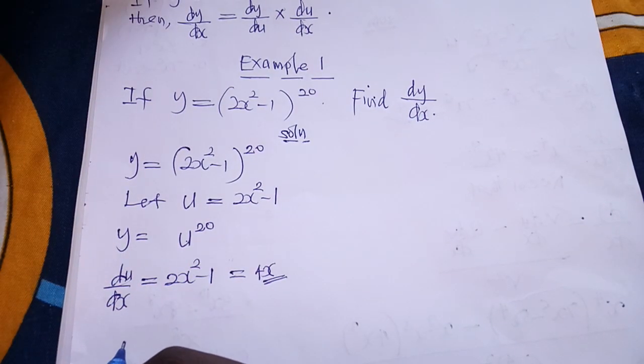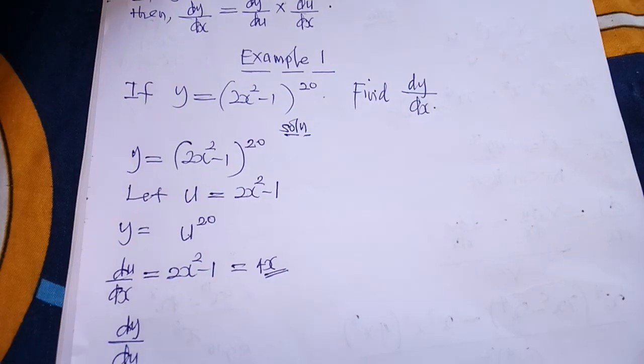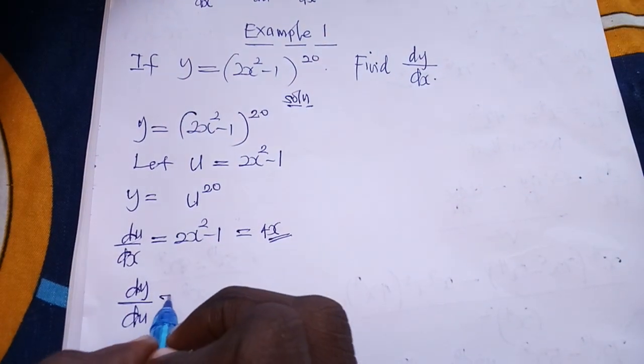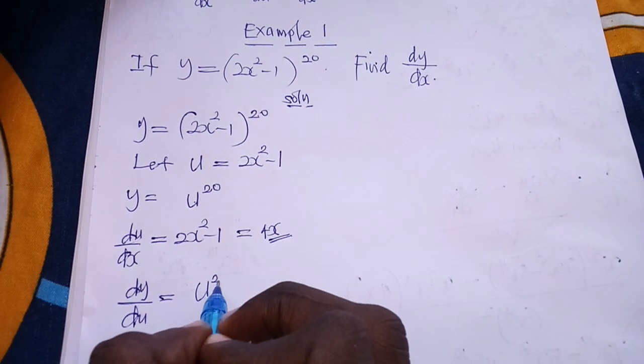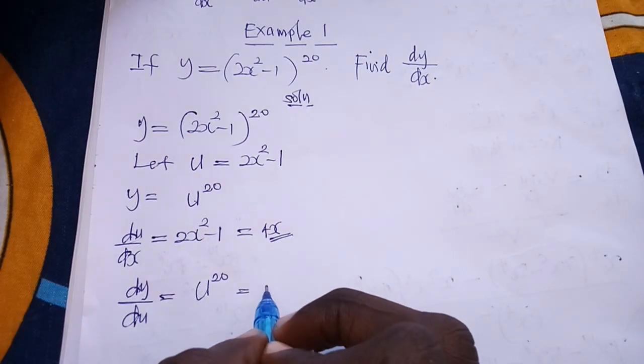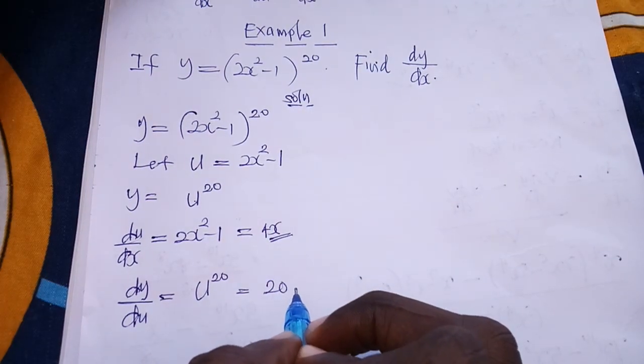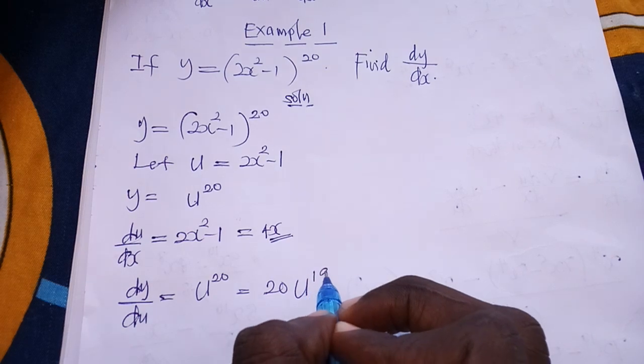Similarly, we want to differentiate y with respect to u. We say dy upon du. Then this one, since you are given u raised to the power 20, differentiating this becomes 20u raised to the power 19. This is what you are going to have.